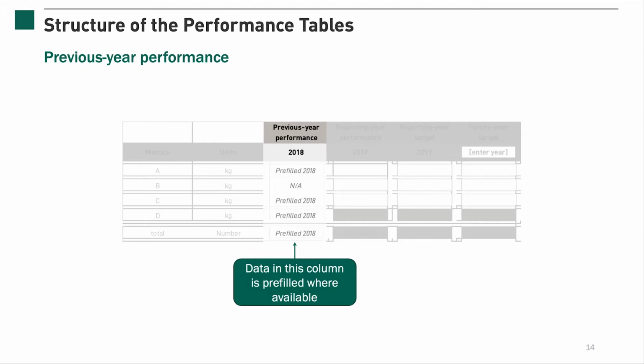The column Previous Year Performance is pre-filled with data from the previous reporting year. Where data is not available from the previous year, either because participants didn't report it or because the entity did not participate in the previous year, the metric will show NA, meaning not available. If a metric was newly added by GRESB, NA will also be shown.